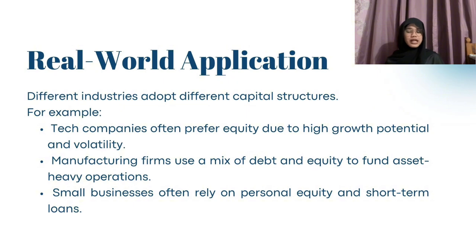Manufacturing firms. Typically, they use a mix of debt and equity to fund asset-heavy operations. They need stable capital for machinery investment and can handle steady debt repayments. Small businesses often rely heavily on owners' personal equity or short-term loans, as they might lack access to larger capital markets and want to avoid loss of control.